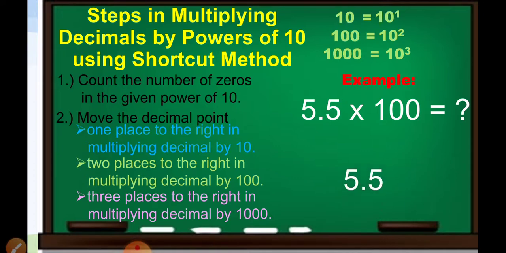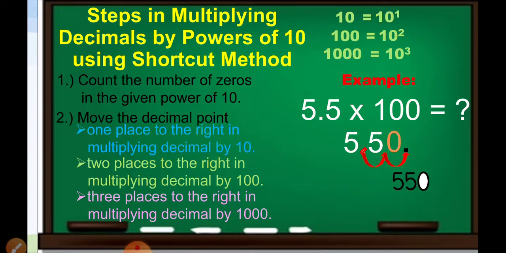Now, let us write 5.5. Then, from the decimal point, we will move the decimal point 2 places to the right. So, let's start: 1, 2. Then, don't forget to annex 0 in this space. Then, the decimal point will be transferred here, and the given decimal point will be cancelled. If you write the final answer, that is 550, and that is using the shortcut method.